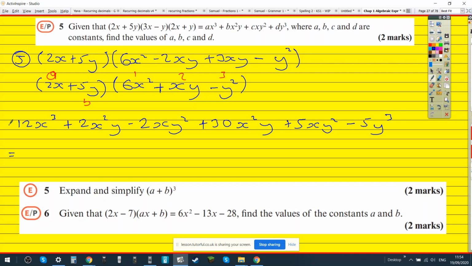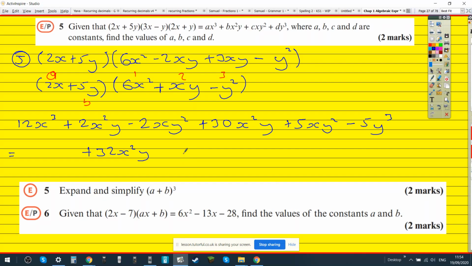You could do 30x squared y plus 2x squared y, which would be 32x squared y. What would you do with the two indices in x when you add? They stay the same, you're right. Okay, 32x squared y, you got it.